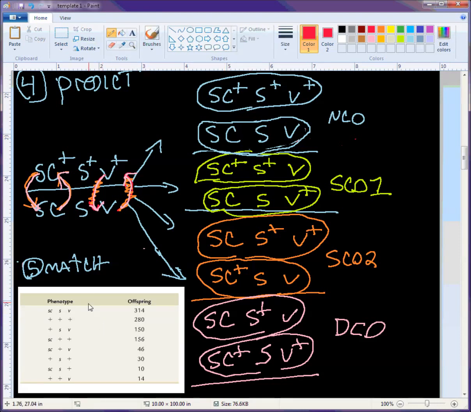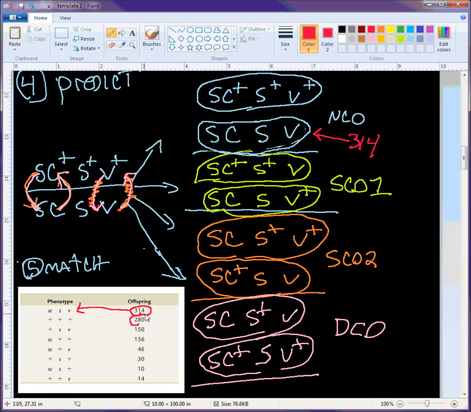And what we see is that 314 of the progeny have a mutant phenotype for each of the 3 traits. So scute, sable, and vermilion. Because of the way we set up the cross, we know that all of those 314 progeny must have come from a gamete from the female with that genotype right there.